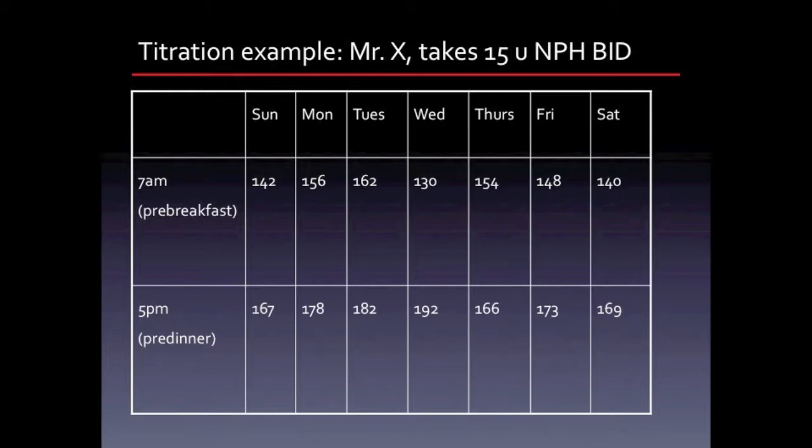So here are his readings that he's taken for the last week, right before breakfast and then again before dinner. If you want, you can go ahead and pause the presentation now while you calculate the morning and evening averages. So we've gone ahead and calculated the averages for Mr. X. You can see that the average of his morning readings is 147, and the average of his evening pre-dinner readings is 175.